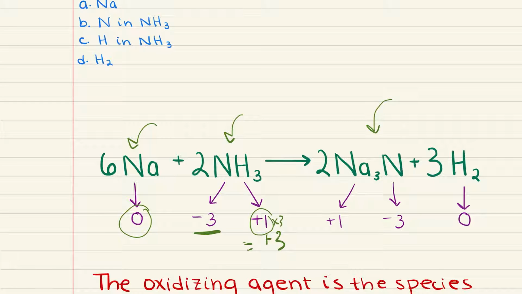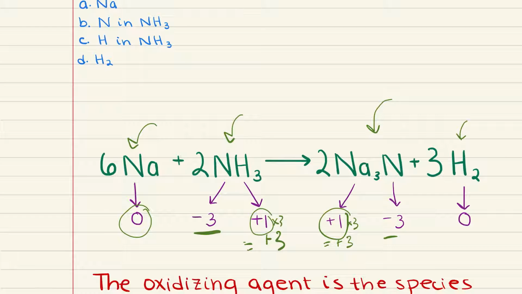Then we can look at sodium nitride. Sodium, as an ion, has an oxidation state of +1. And there are 3 sodium atoms. Now, to balance this +3 charge, nitrogen must have an oxidation state of -3. Then last but not least, we can look at hydrogen gas. In its elemental form, this is going to have an oxidation state of 0.